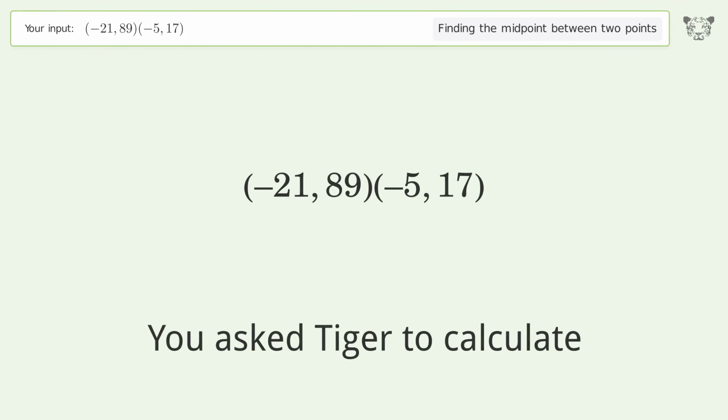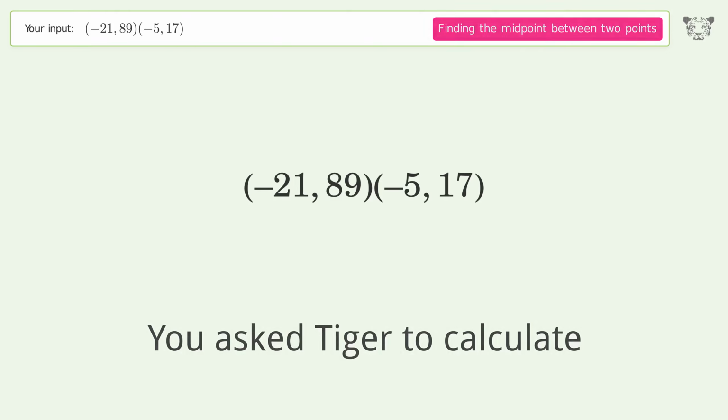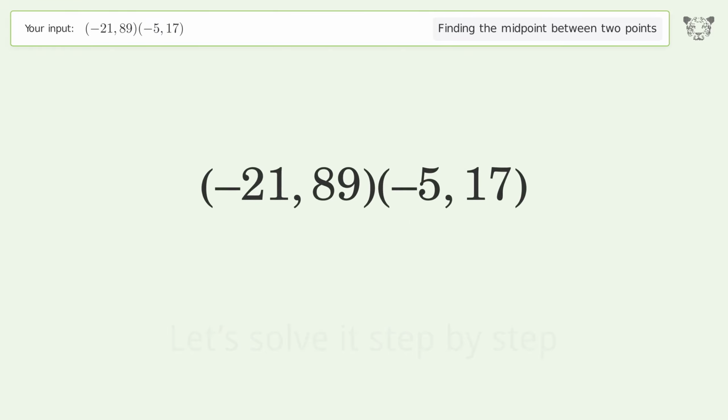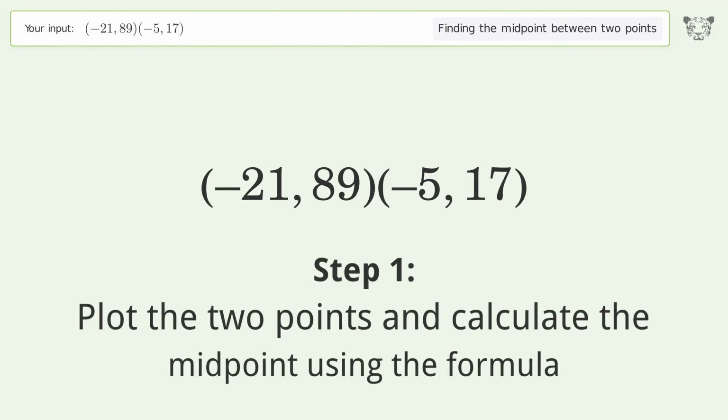You ask Tiger to calculate. This deals with finding the midpoint between 2 points. The midpoint between the 2 points is negative 13, 53. Let's solve it step by step. Plot the 2 points and calculate the midpoint using the formula.